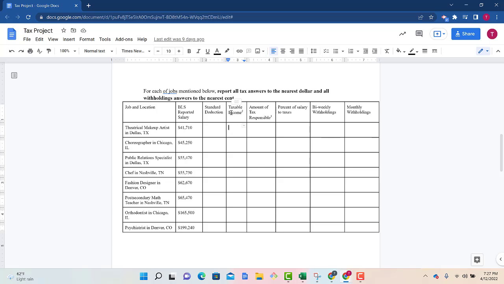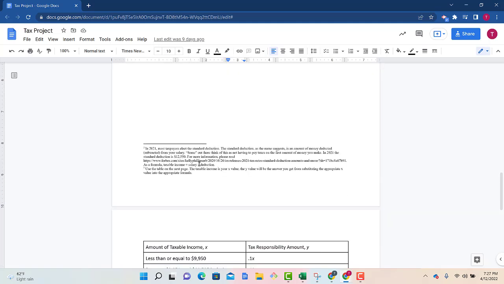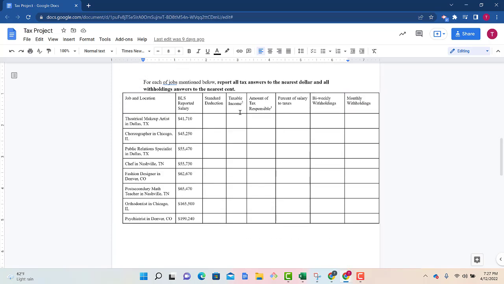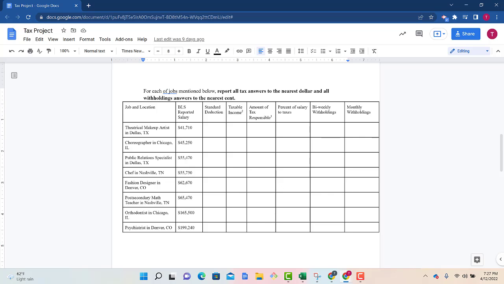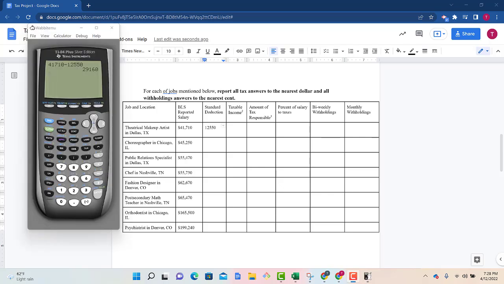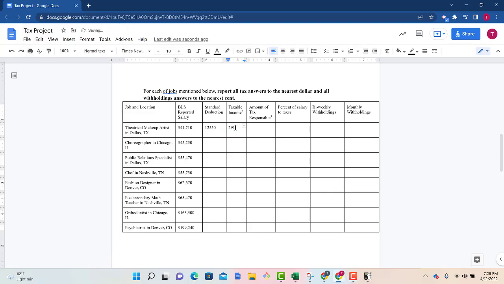To get the taxable income, the amount that you're going to be paying federal tax on, again, the formula is down here. Taxable income is the salary. Whatever the salary is, we're going to subtract the deduction of $12,550, and that gives us the taxable income amount. So as you can see, for theatrical makeup artist, standard deduction $12,550. Subtract that from the salary, we get $29,160. So that kind of gets you started.